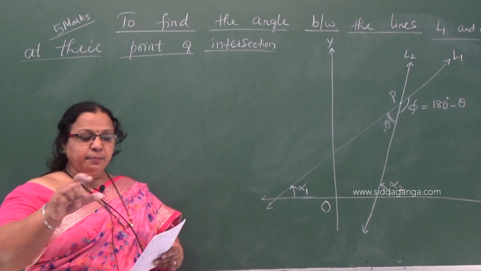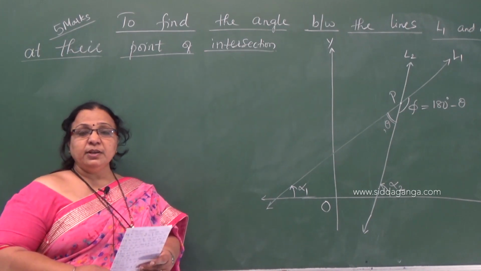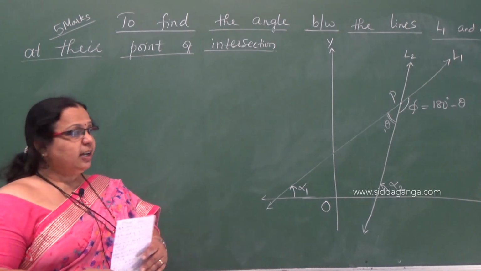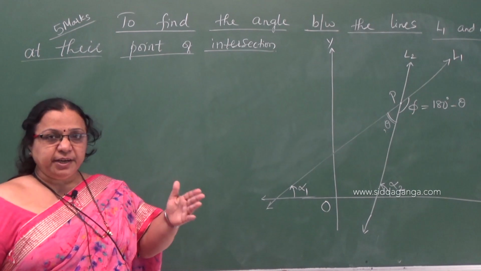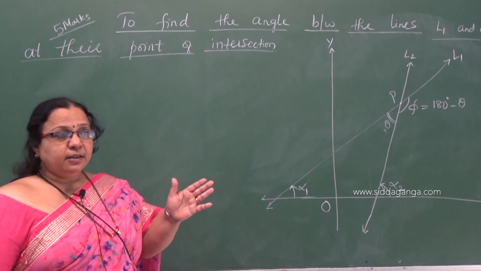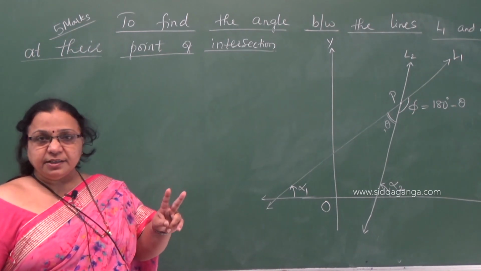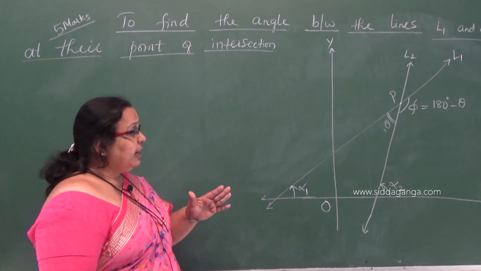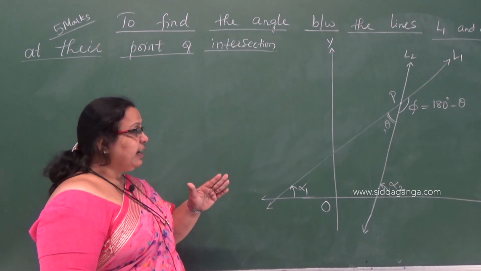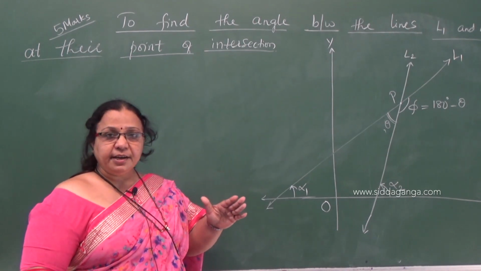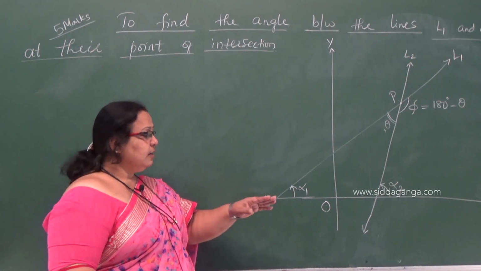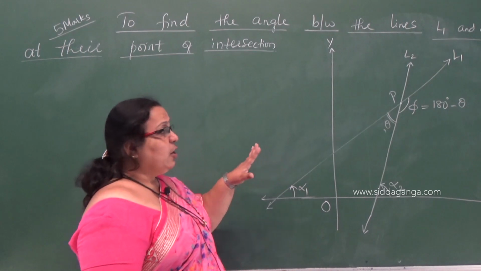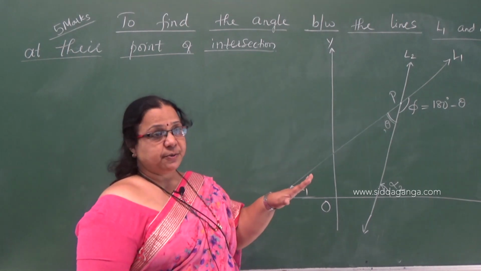The theory and procedure for this is in the textbook. But I will once again repeat it in a sentence. We have to consider the two lines, L1 and L2. Let the two lines L1 and L2 be inclined at angles alpha 1 and alpha 2 with the positive x-axis.